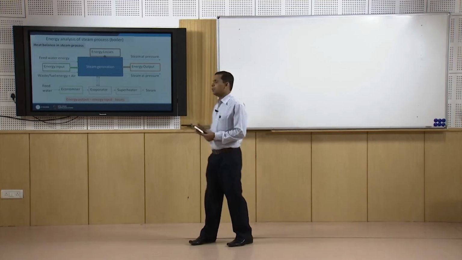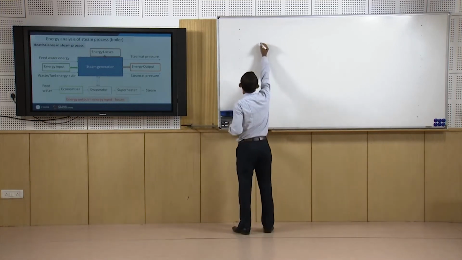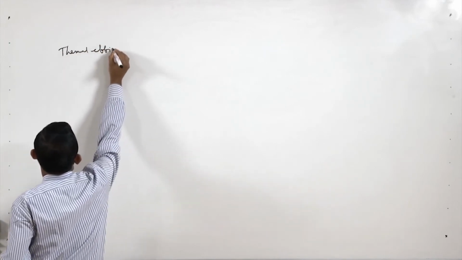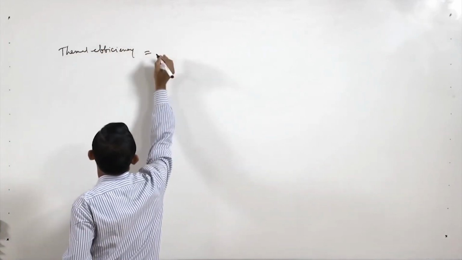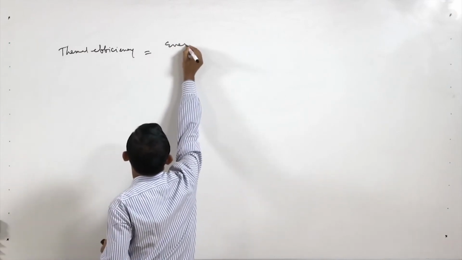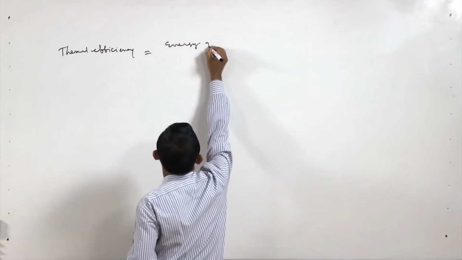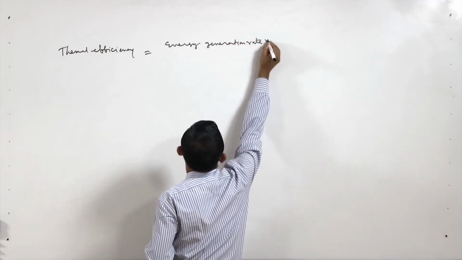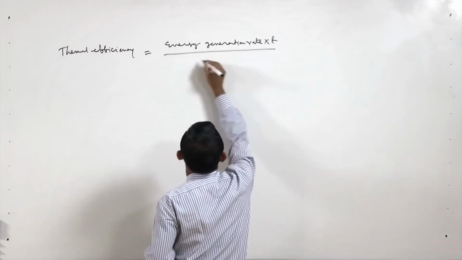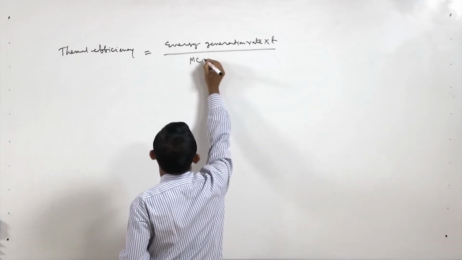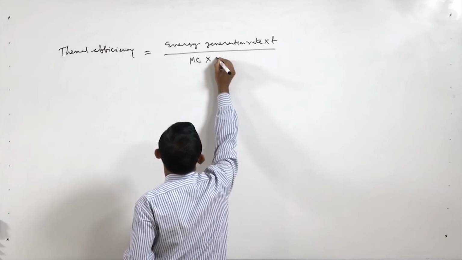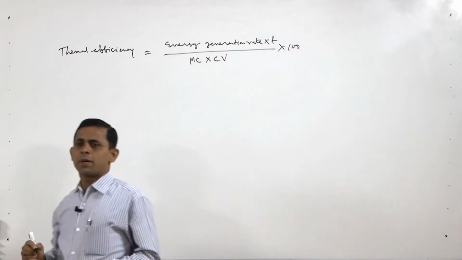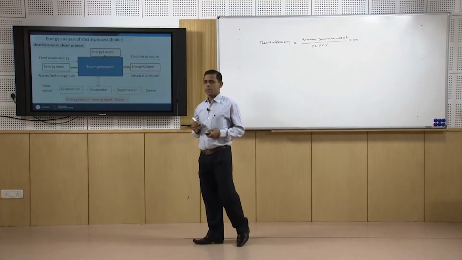Here we know that thermal efficiency is equal to energy generation rate into time divided by amount of material used into calorific value of that material into 100. In the first part we have discussed this.